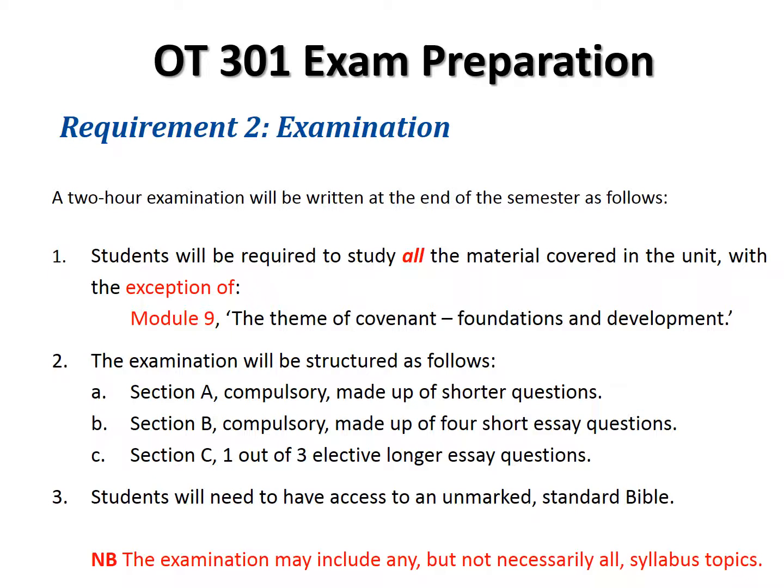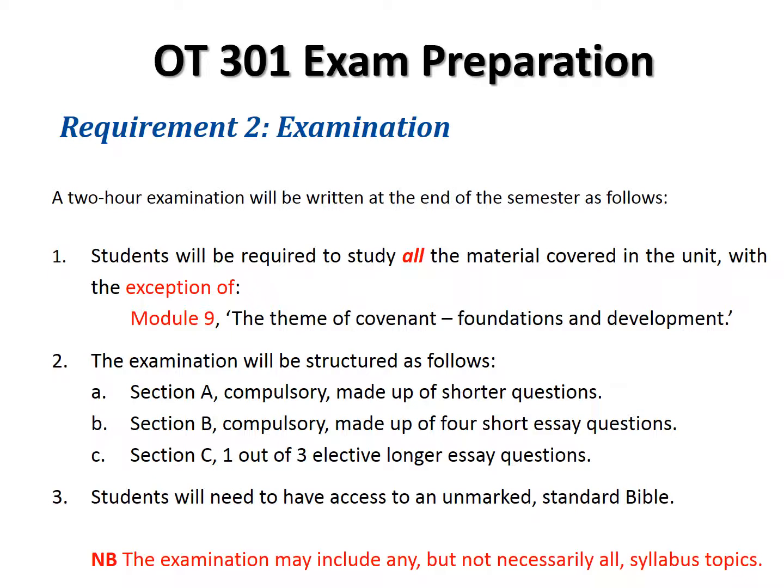Section B is also a compulsory section. It's made up of 4 short essay type questions, and here again you'll have the opportunity now to write a little more. The essay will be written on the exam paper. There'll be lined paper there, and we'll be looking for you to write anything between half a page and a full page in response to each of those 4 short questions.